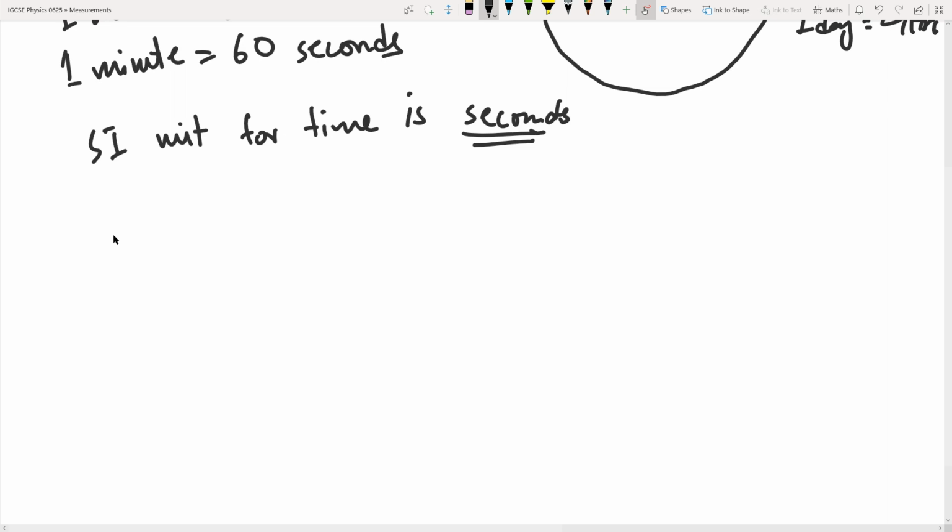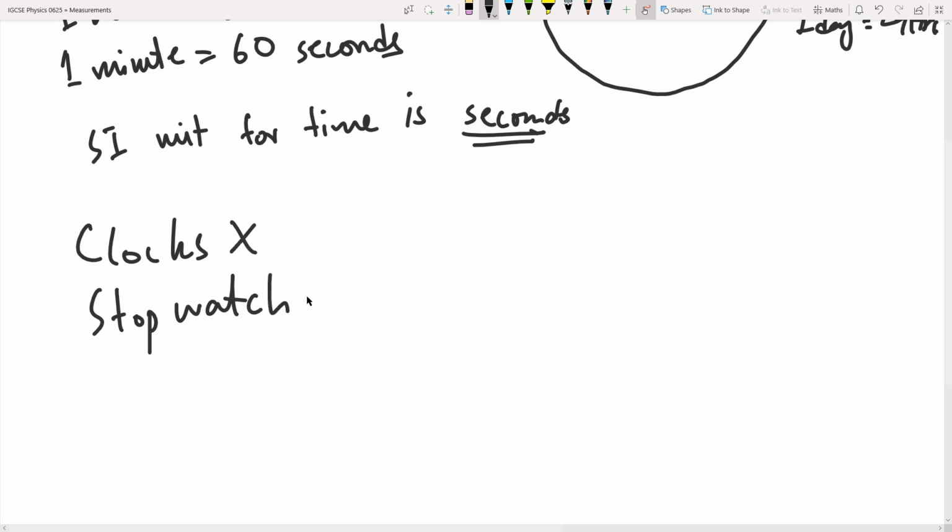So how can we measure time? We've got actually two ways. We've got clocks that measure the time, or we have stopwatches to measure time, right? So I'm not going to discuss clocks, but I'm going to discuss stopwatches.